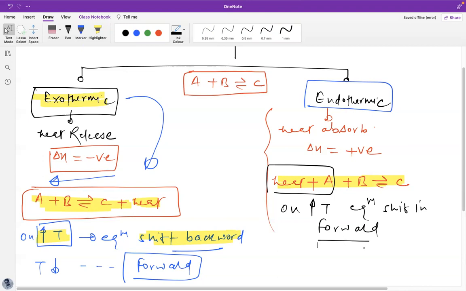My request to everyone, make sense? You can see exothermic heat is present on the product side, so if you increase your temperature, equilibrium shifts backward. For endothermic, heat is present on the reactant side, so if you increase your temperature, equilibrium will shift forward. And in chemistry, heat increasing means heating effect, and temperature decrease means cooling. So sometimes they replace the words heating and cooling with increase or decrease. Okay. Please write this, take a screenshot of this.